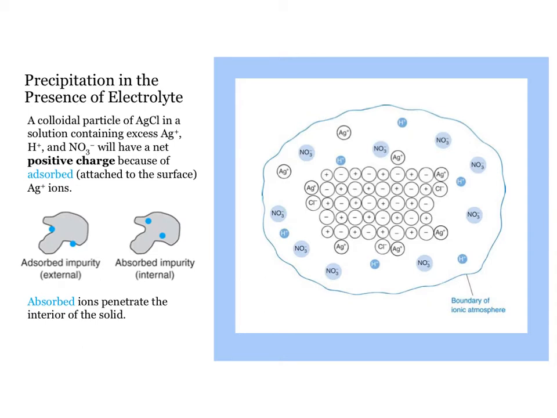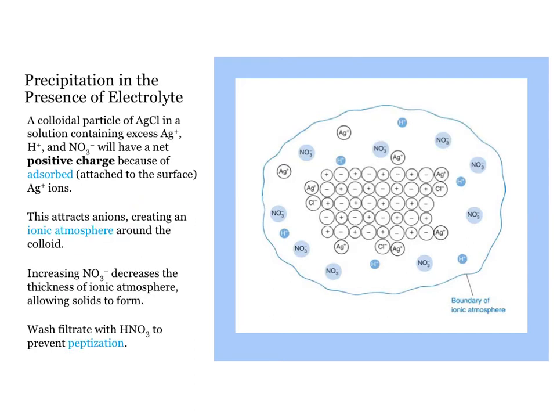Ionic compounds are usually precipitated in the presence of added electrolytes. If we consider the case of silver chloride, we see a colloidal particle of silver chloride growing in solution. This particle will have a net positive charge due to silver ions adsorbed or attached to the surface. This is not to be confused with absorbed ions, which penetrate beyond the surface of the colloid or the solid. The net positive charge on the colloid surface attracts the nitrate anions and repels the cations, creating an ionic atmosphere.